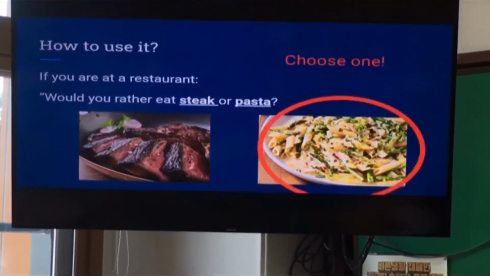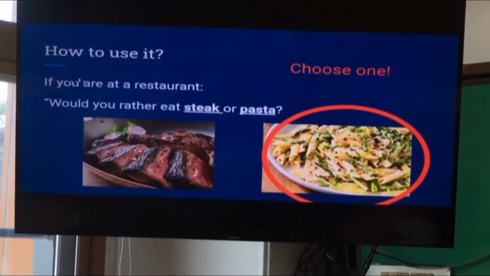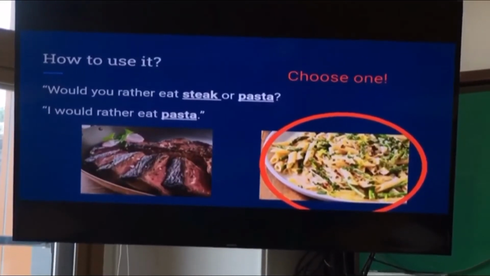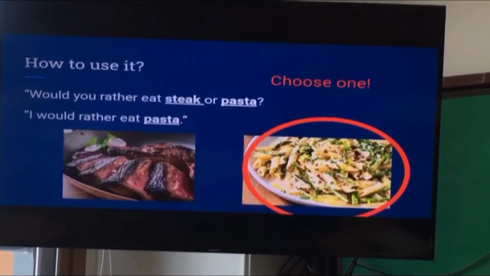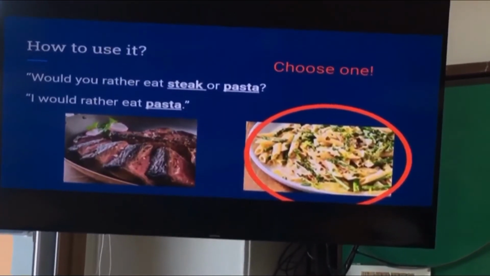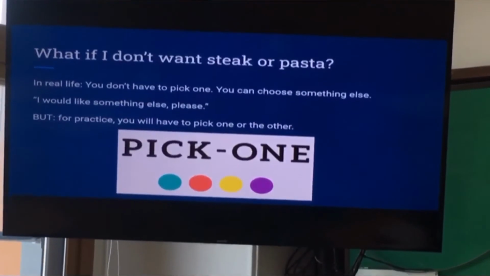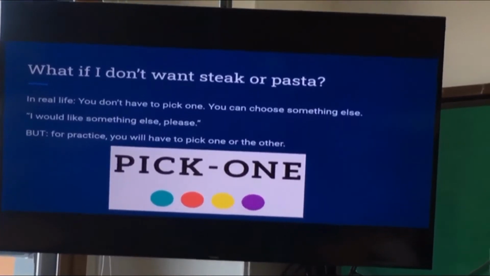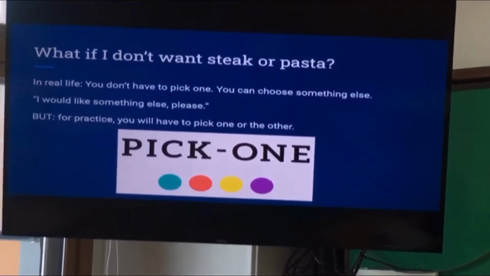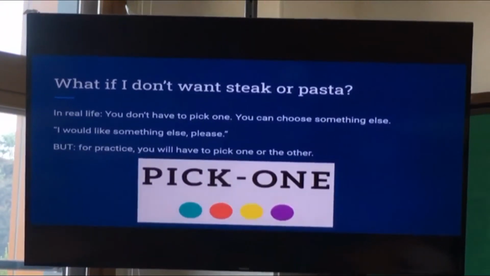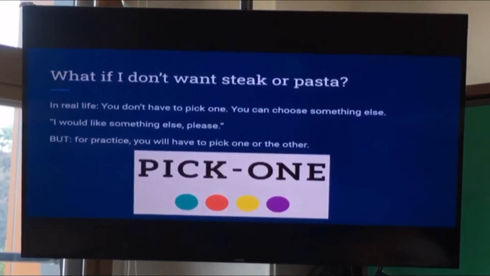So for our example, let's say you want pasta. So you would first pick one, and then you're going to respond, I would rather eat pasta. Right? You could also pick steak, of course, but you have to pick one or the other. Now, of course, in real life, you don't have to pick one or the other. You could always say, I don't want either. I want a third item. I would like something else, please. But for this practice, you're going to have to pick one or pick the other item.